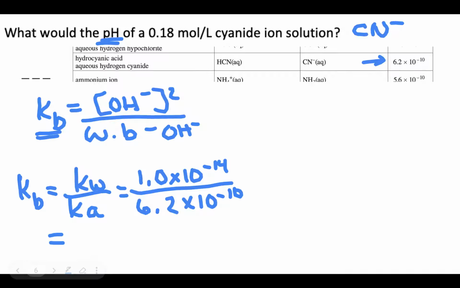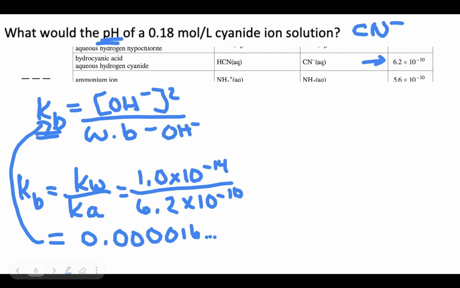just making sure that you're keeping everything in brackets. So we do that and we get a fairly small number, 0.000016, and there's a few more digits there, but that's going to equal your Kb. So now that we know that, we can go to this formula. So let's do some replacing. 0.000016, keep that value in your calculator.